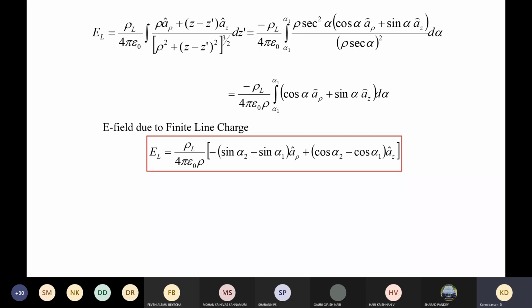Finally, only the cylindrical vector coordinates are available, where rho L is the charge density, and rho is the distance of the particular point P from the line. This is the distance if we draw a perpendicular line to the line vector.